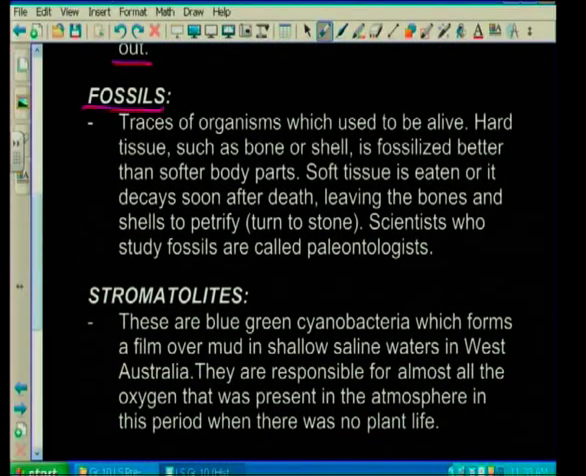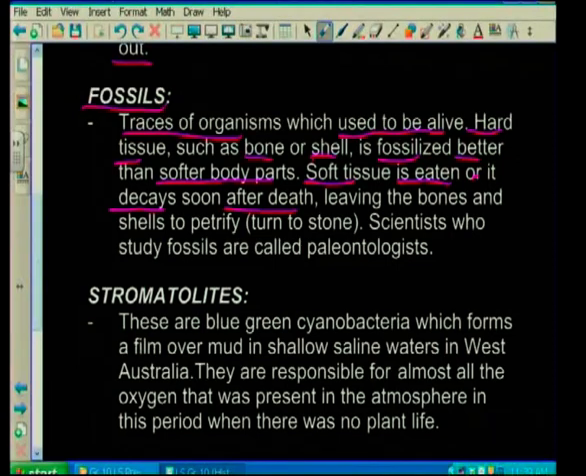Another term that you need to know in this section is: what is a fossil? Remember that traces of organisms which used to be alive, that have hard tissue, such as bones or shells, fossilize better than the softer parts of the animal. Soft tissue is eaten or it decays or decomposes after death. Therefore, remember that there could be gaps in the fossil records.